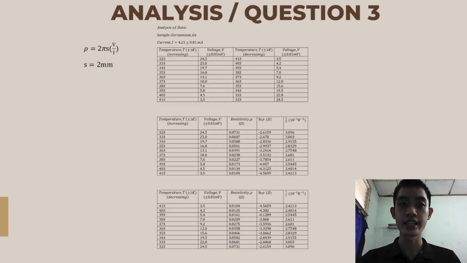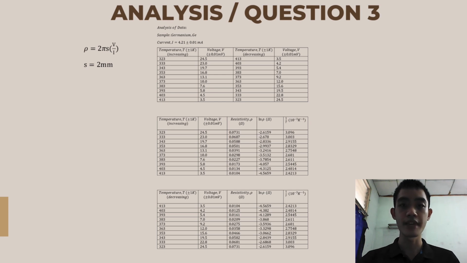Question 3 is the analysis for this experiment. In this question, we need to plot the ln rho versus 1/T graph. After we have plotted the graph, we need to calculate the energy band gap of the germanium semiconductor. The raw data only have the value of T, temperature, and V, voltage.